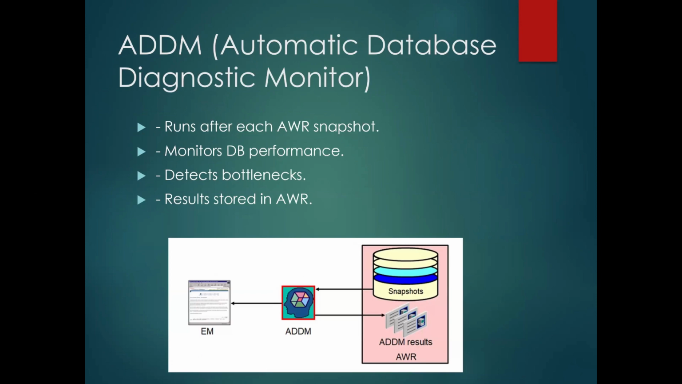Whenever the snapshot from the AWR, from the MMON process, is taken, the ADDM is going to read that AWR snapshot and provide the results. It will also gather some reports, which we call ADDM reports. Simply, ADDM is the Automatic Database Diagnostic Monitor. It runs after each AWR snapshot, monitors the DB performance, detects the bottlenecks, and the results are stored in the AWR.